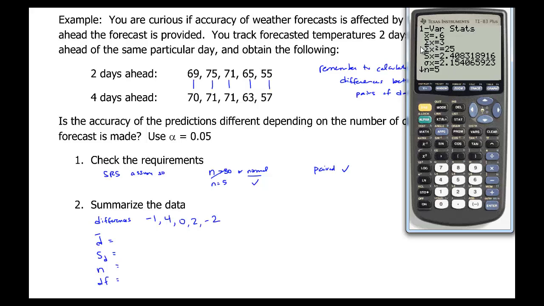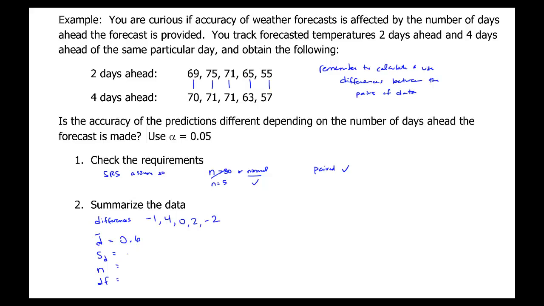And there's our information. So we're using the notation D bar to represent the mean of the differences. And it's X bar in your calculator, so that would be 0.6. And SD, the sample standard deviation of the differences, is SX on the calculator, and that's 2.408. So let's write down those numbers. 0.6 and 2.408. Our sample size n, there's 5 pairs. Those are what we use for n, and degrees of freedom is n minus 1. It's 5 minus 1. So we use degrees of freedom of 4.